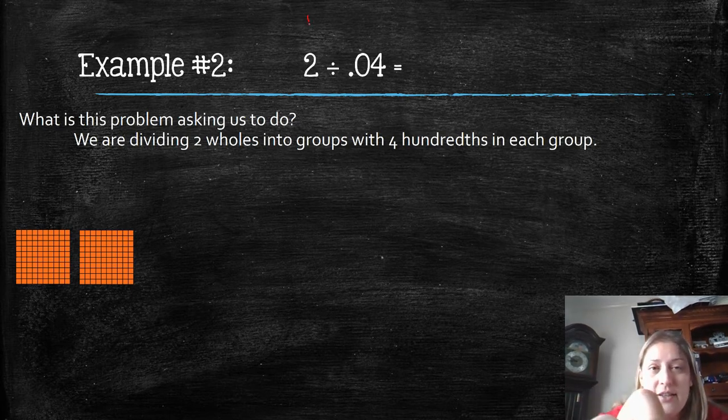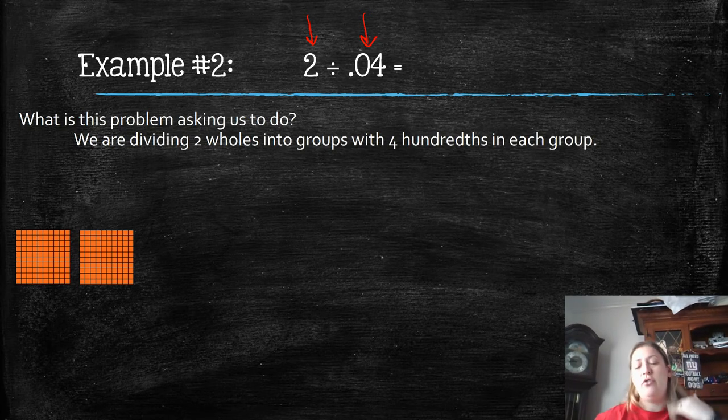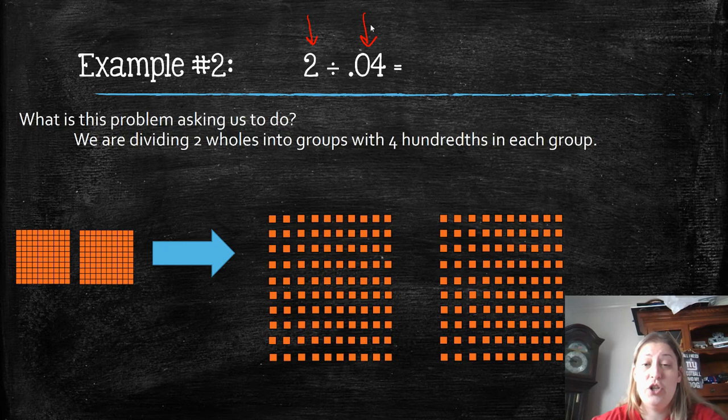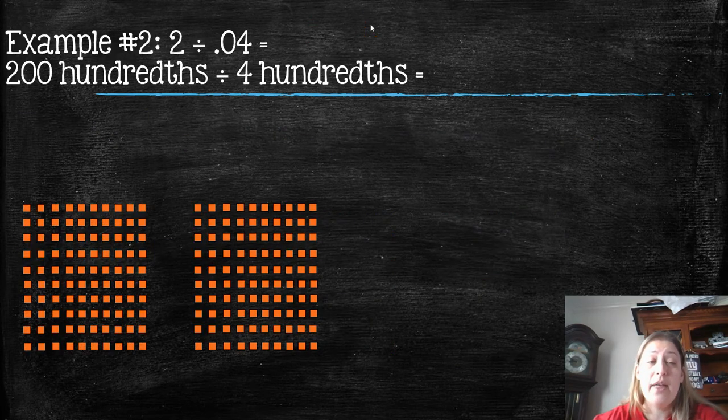This is my dividend. This is my divisor, just in case you don't remember that from 3rd and 4th grade. So what is the dividend? It's our 2 wholes. And it's easier to think of this as our hundredths. So let's move our 2 wholes to 200 hundredths. So this problem can actually be thought of instead of 2 wholes divided by 4 hundredths as 200 hundredths divided by 4 hundredths.